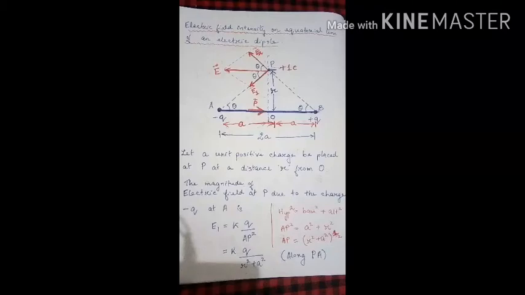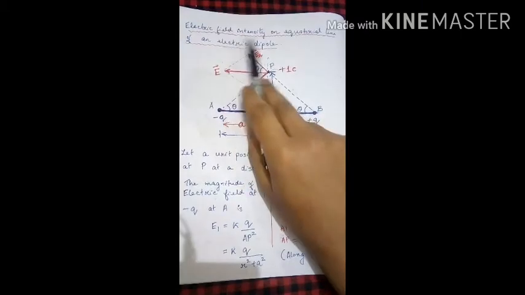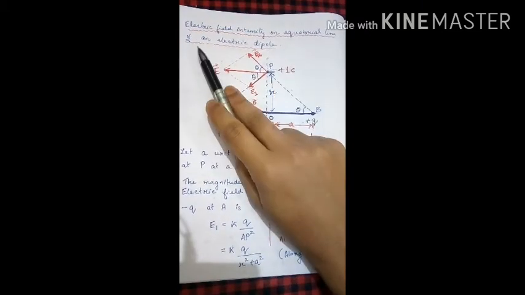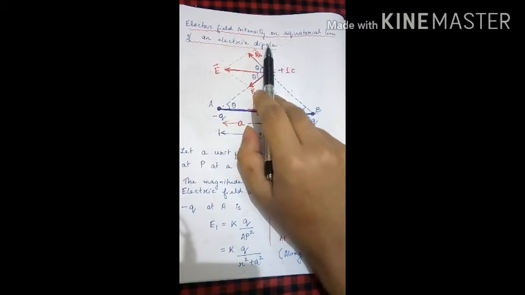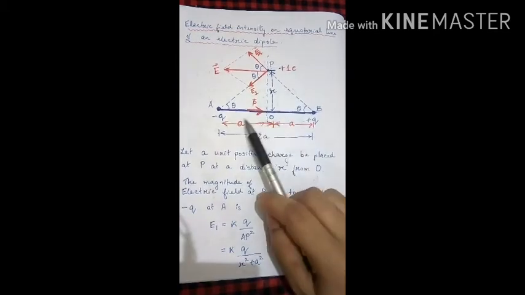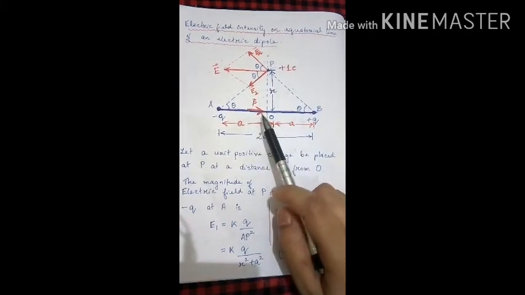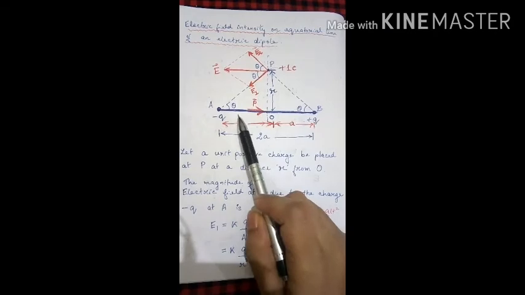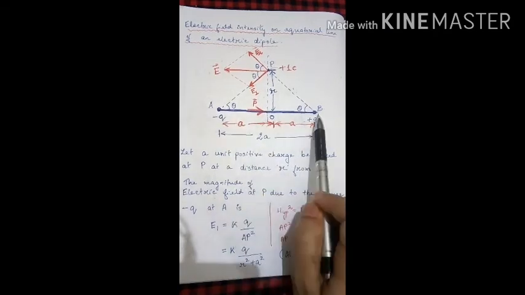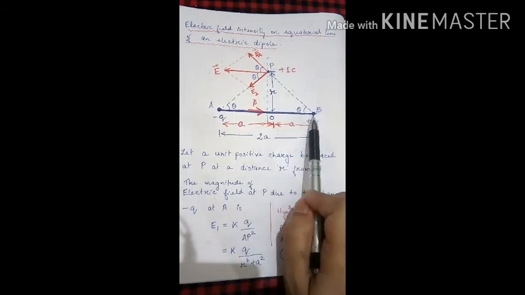In this video we are going to discuss the electric field intensity on the equatorial line of an electric dipole. Earlier we have discussed what an electric dipole is. The electric dipole is a system of two opposite charges, minus q and plus q, separated by a small distance.